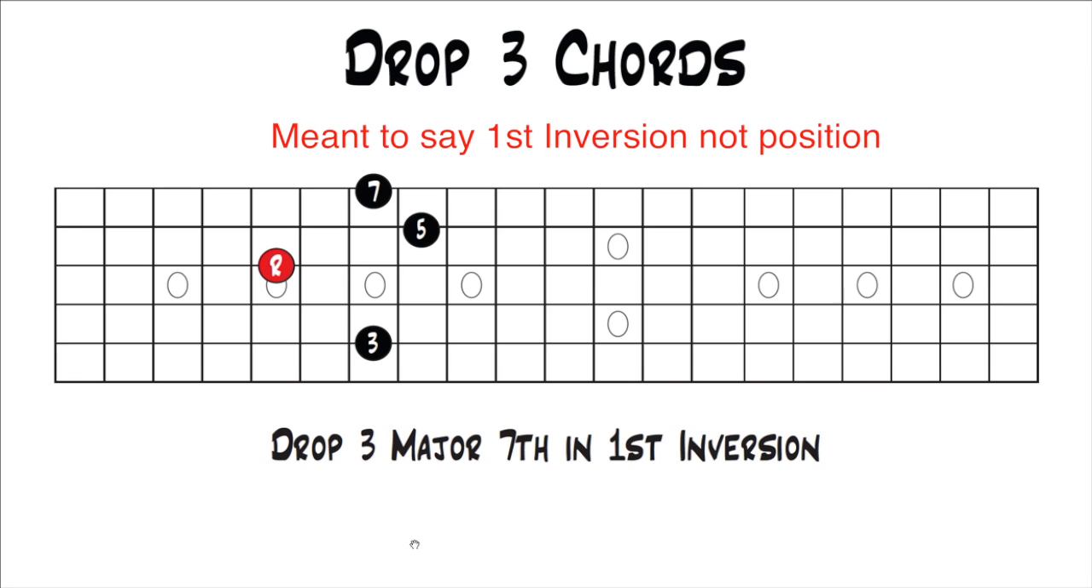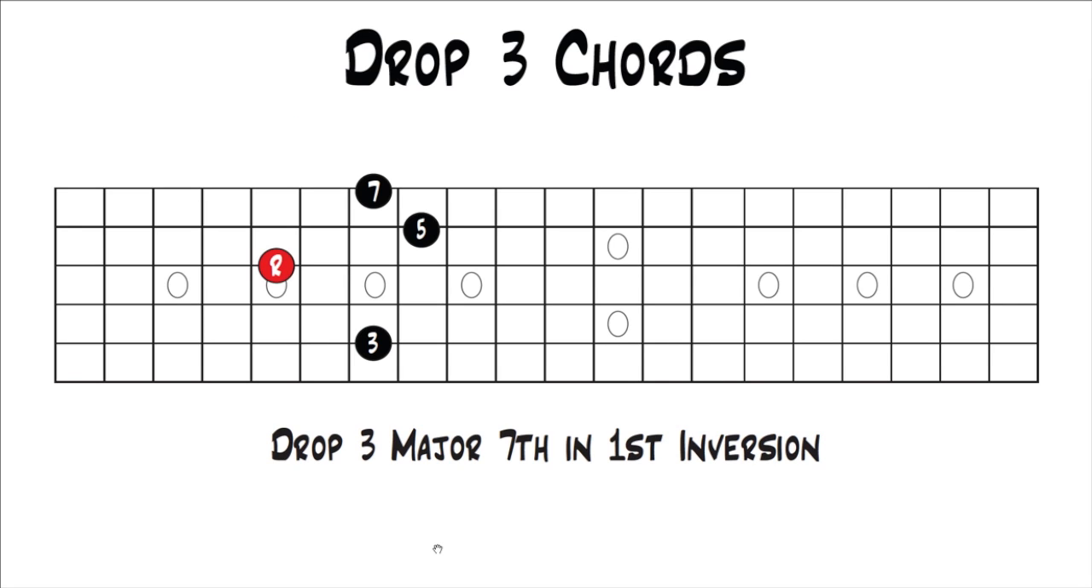When you turned a closed position 7th chord into a drop 2 chord, you were moving the 5th down an octave, so that puts you in second inversion. When you do the same thing and turn it into a drop 3 chord, you end up in first inversion because you're moving the 3 down an octave. And like I mentioned in the last lesson, you could take the rest of the closed position inversions and apply the same process, and that would give you the different inversions for drop 3 chords.